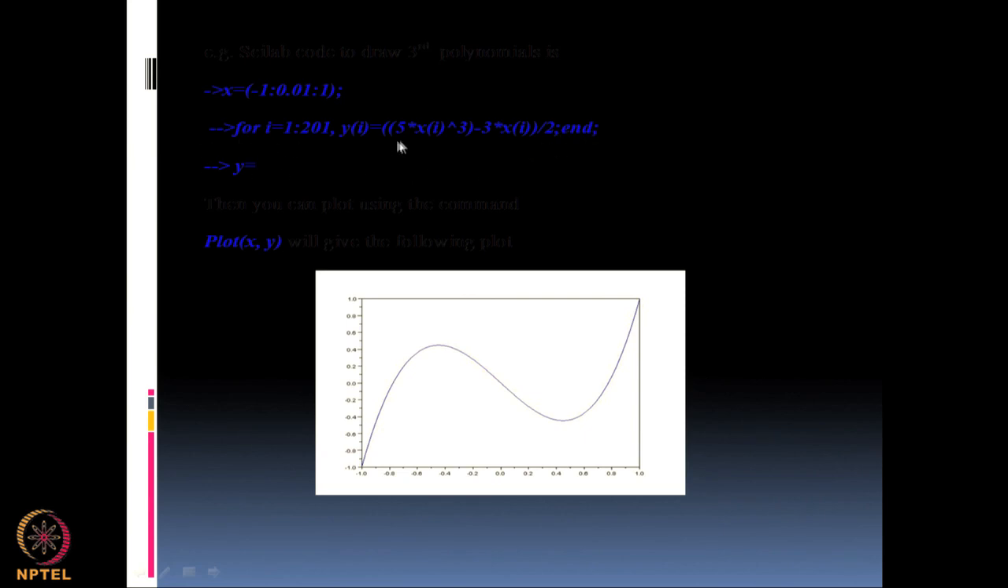So, this is a do loop now. This is a do loop which executes for 201 values of x and calculates the function yi. Now, when I say plot(x, y), this will give you the plot as shown below. So, this is the plot of that third Legendre polynomial. This is how it will look like.